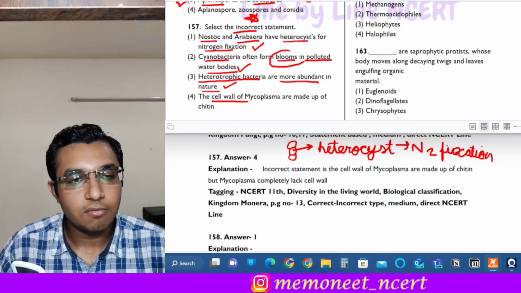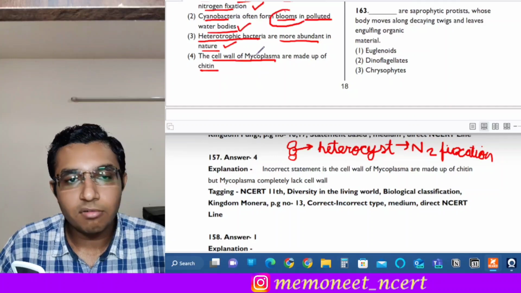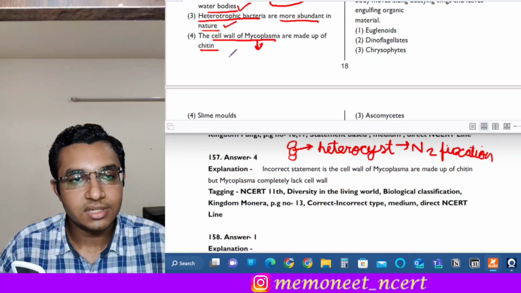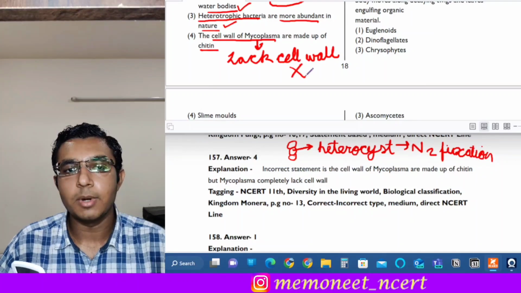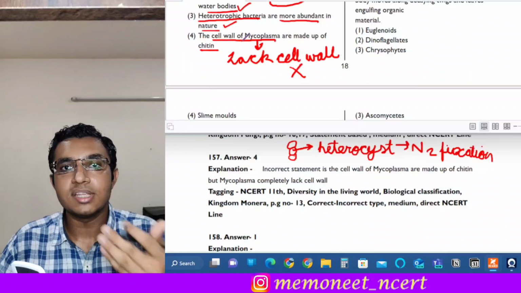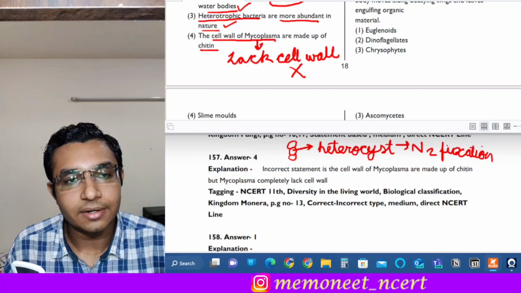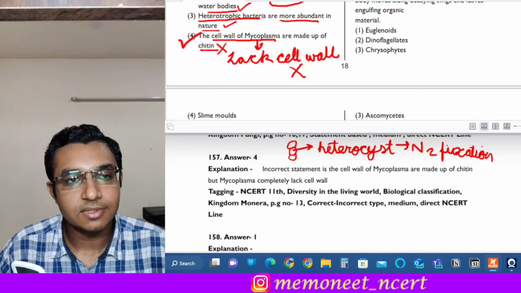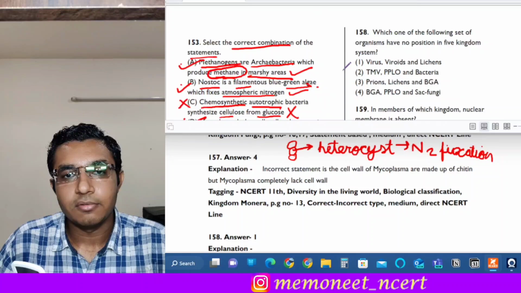Next is the cell wall of mycoplasma is made up of chitin. Okay, now see, the statement is about the cell wall of mycoplasma. Now as we have seen before that mycoplasma are the organisms which lack cell wall, meaning that cell wall is absent in mycoplasma. So there is no question about what the cell wall is made up of. Okay, the cell wall is totally absent in the mycoplasma, so this statement will be incorrect. Okay, and in the question we have to identify the incorrect statement, so the correct answer to this question will be option 4.